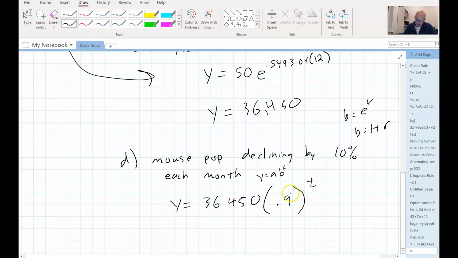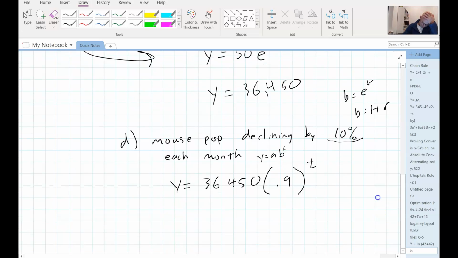So that means, another way to think of this is, if it's declining 10%, I would multiply by 90% to find out what's left, right? If I'm losing 10%, that means I'm going to have 90% of what I had. So that's the formula for the mouse population declining.